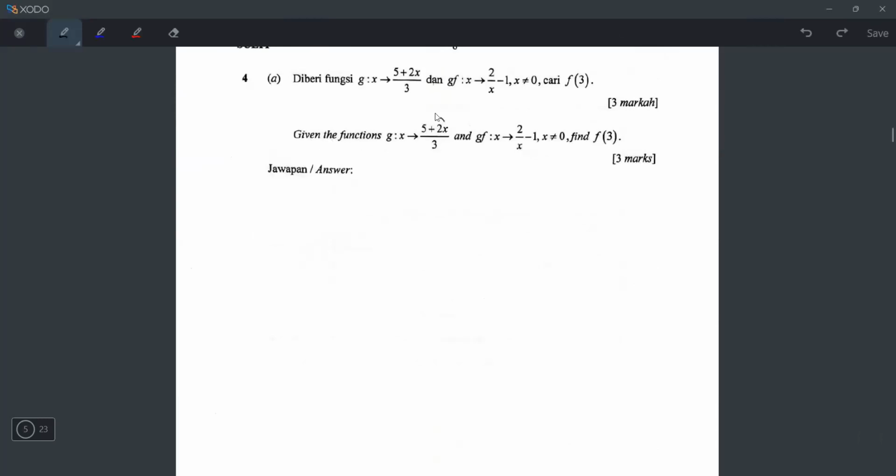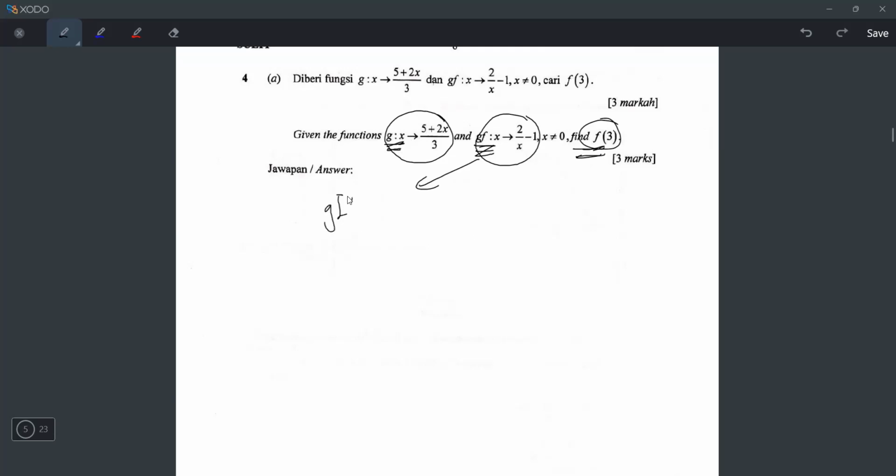So 4a, given the function g(x) equals this, gf(x) equals this, find f(3). You see, this is the type of question that students always struggle with, because they use the wrong method, ataupun they never do enough exercise. So can you see there, bagi single and then bagi composite and then cari single. This is the type of question that students paling tak boleh buat in this chapter. If you don't know how to do this, you need to pay more attention and make sure starting from now you know how to do. So if they give you a single function and a composite function and ask you to find single, you should always start with composite. That's how I teach in class.